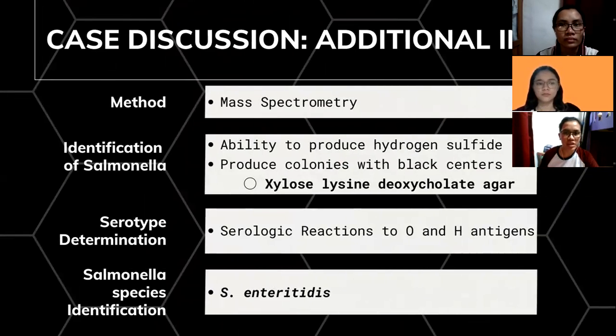Salmonella species was confirmed by mass spectrometry. Another feature helpful in the identification of Salmonella is its ability to produce hydrogen sulfide. Although not performed in this case, Salmonella will produce colonies with black centers when grown on xylose lysine deoxycholate agar, a selective agar that has thiosulfate, which Salmonella metabolize to hydrogen sulfide.